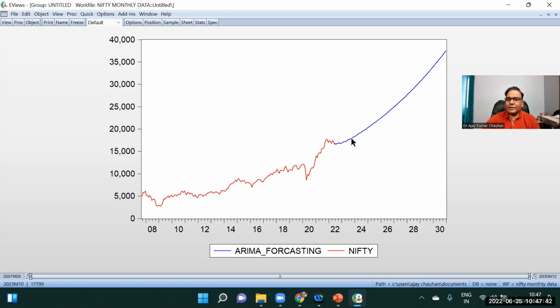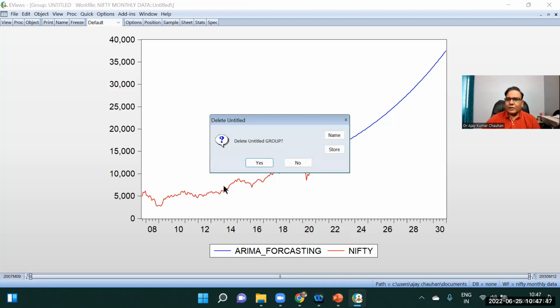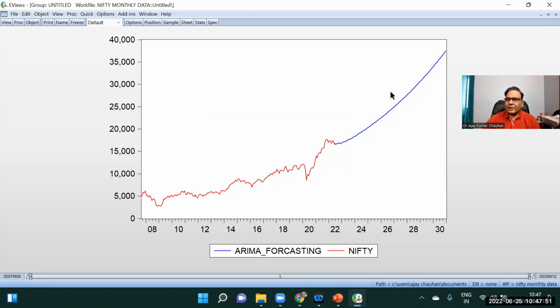So you can report this forecasted value by the graph. The red line is the actual behavior, and the blue line is representing the forecasted behavior. So you can represent the forecasted behavior like this.